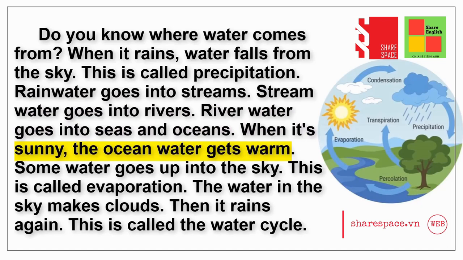When it's sunny, the ocean water gets warm. Some water goes up into the sky. This is called evaporation. The water in the sky makes clouds. Then it rains again. This is called the water cycle.